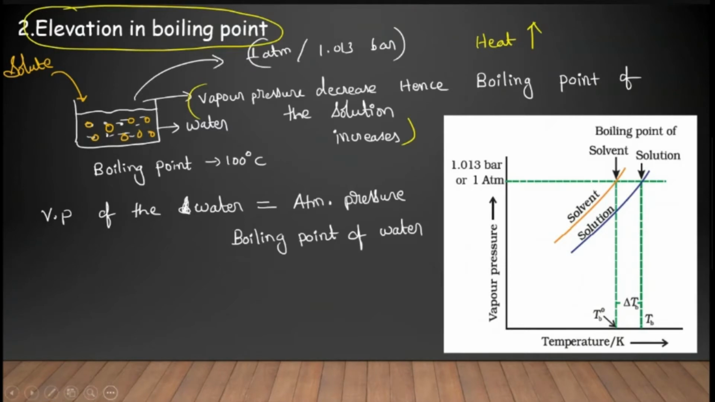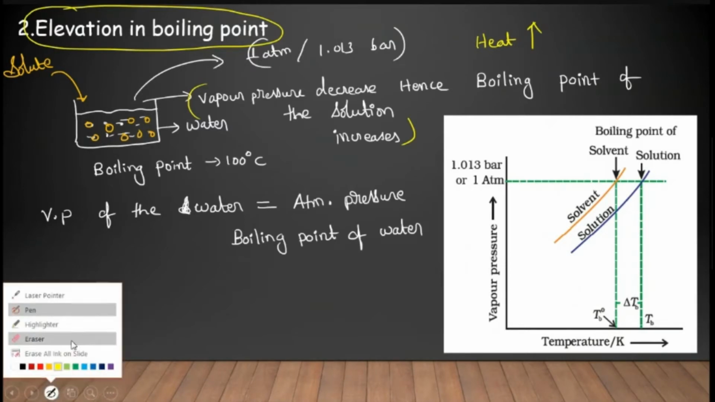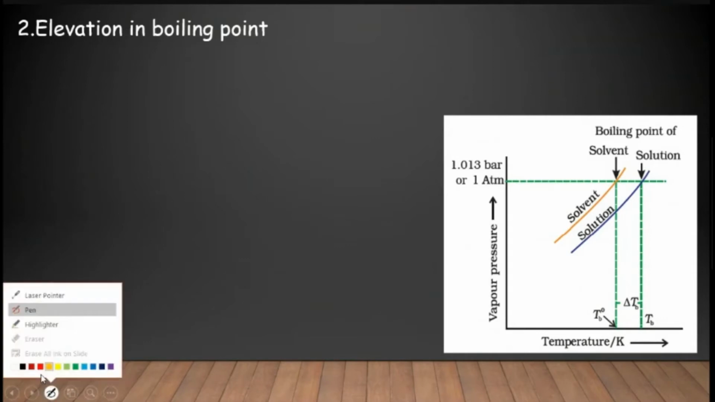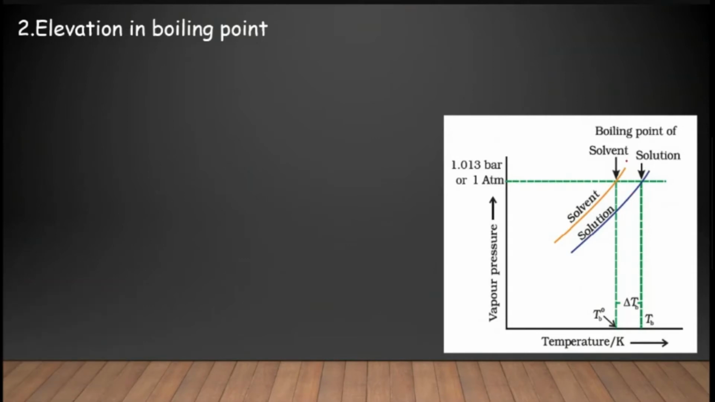You can look at the graph now on the right side. It is a graph of vapor pressure versus temperature. I have taken vapor pressure on the y-axis and temperature on the x-axis. I'll mark the first curve, the solvent curve, as A to B. Similarly, the second curve as C and D. So there are two curves.